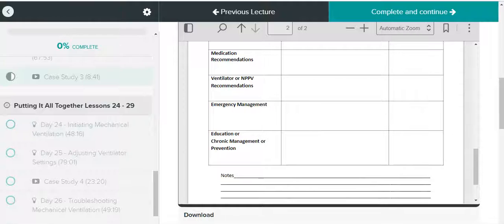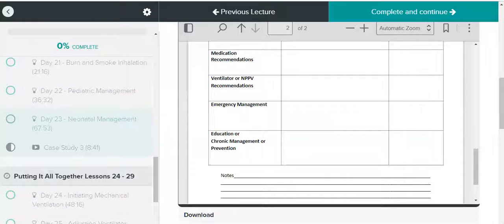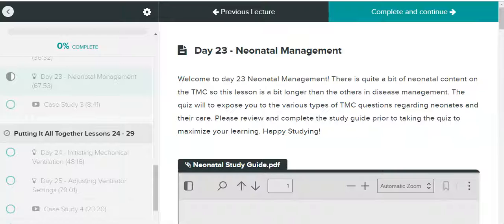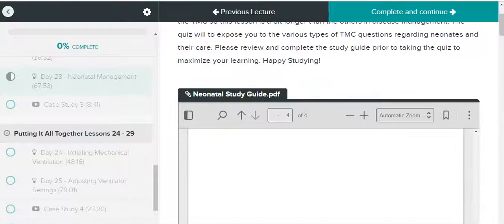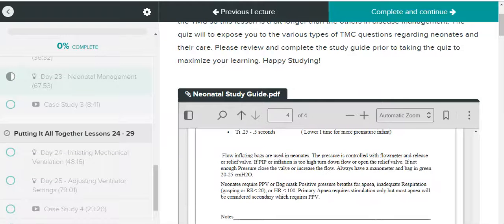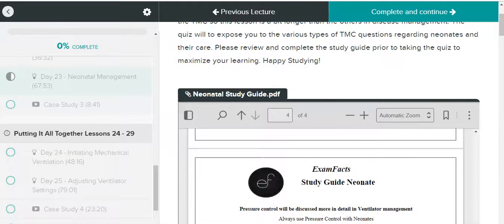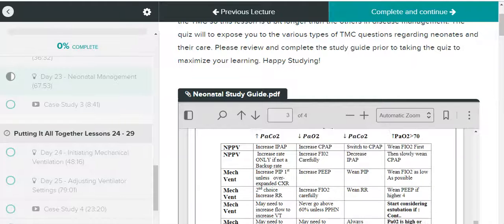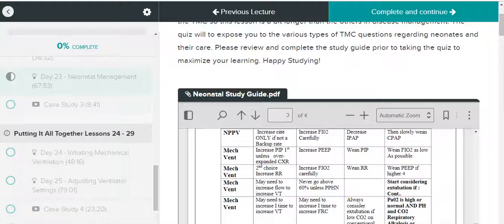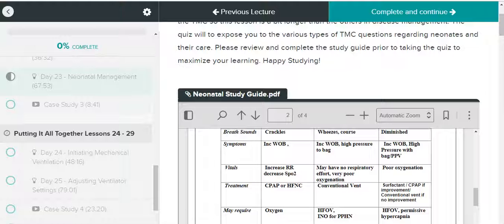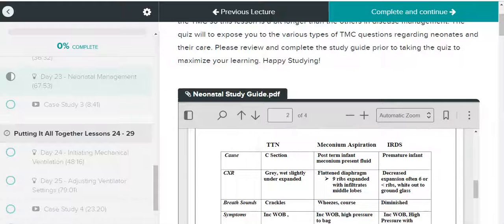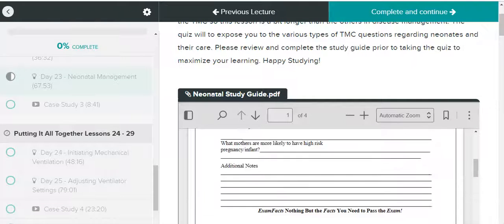Now we have some really long ones, like for instance, neonatal management. Neonatal is bigger on the TMC and CSE than it has been in the past. Pediatrics is actually still around, but there's just a lot of neonatal information. Not only do we have to cover the ventilator, what to do on the vent with different things in neonatal, because we don't cover that in mechanical ventilation. We only cover it here. We also have to cover all the diseases and disorders.